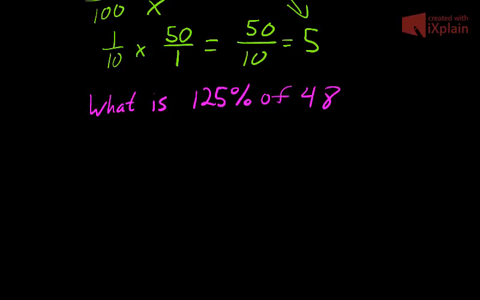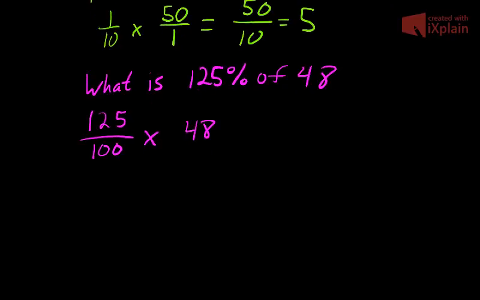And I'm going to do this both ways of solving it. So I'm going to start with 125% being 125 over 100, because that's what percent means. Of means multiply, and then I have 48. And I can simplify 125 divided by 100 to get 5 over 4.